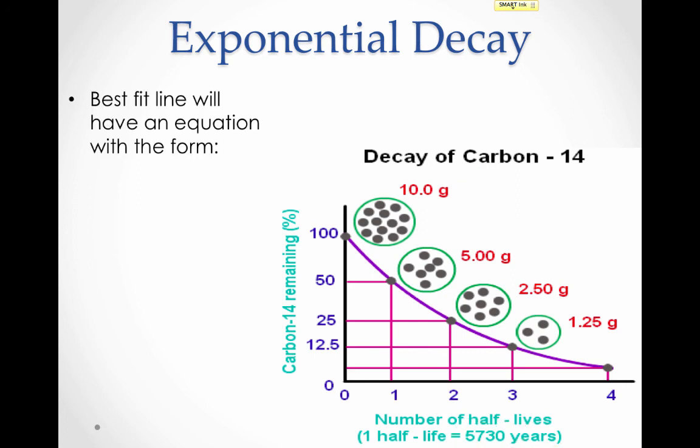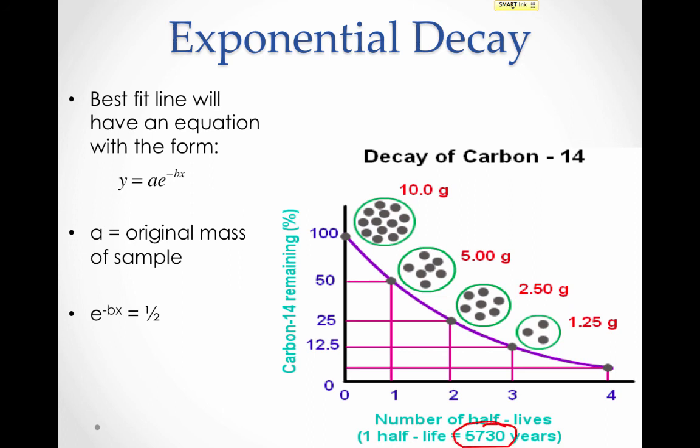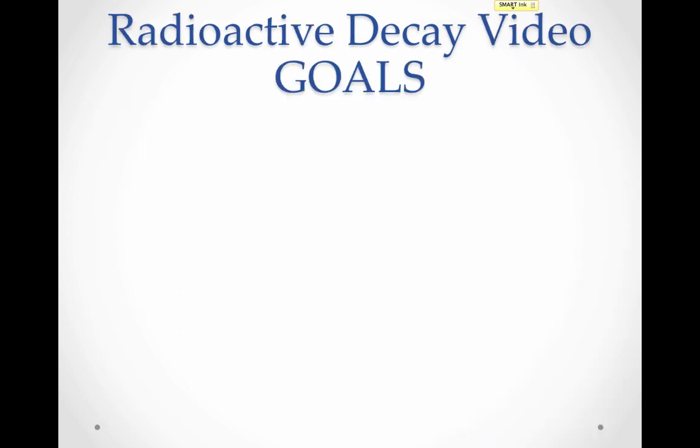The best fit line for this data will take the following form. It's not a y equals mx plus b equation since it's not a linear line. A is the mass of the original sample, so in this case that would be 10 grams. E to the negative bx is related to the half-life, so in this case that will be 5,730 years.